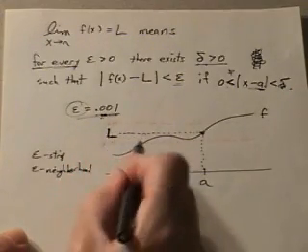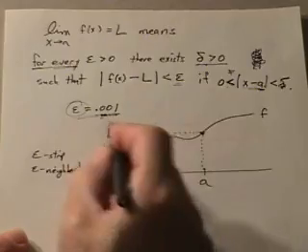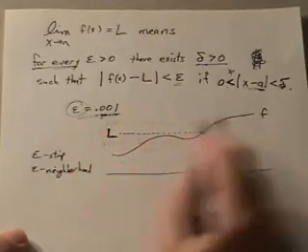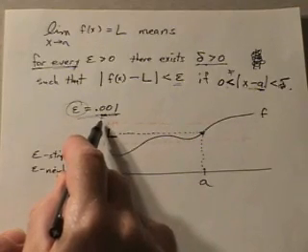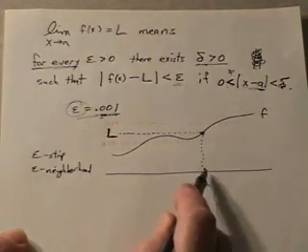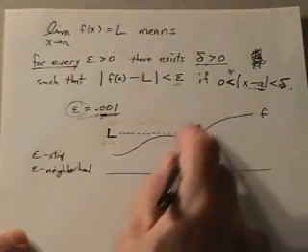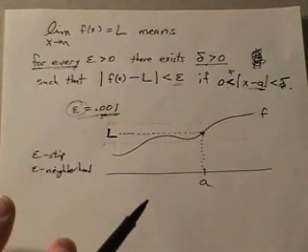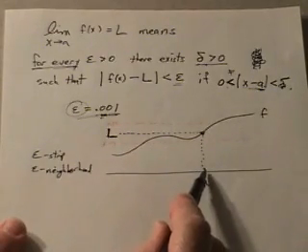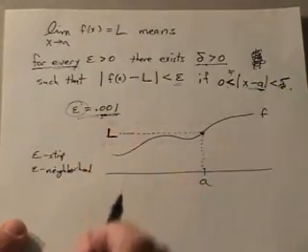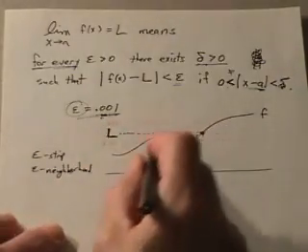The game is to get this function f within that epsilon strip that goes all the way across, at height L plus epsilon to L minus epsilon. How close do I have to get to A to get all the function values to be within this strip? I'll say that again. How close do I have to get to A to get all the function values within that strip? Well, it's not too hard to answer that question here.